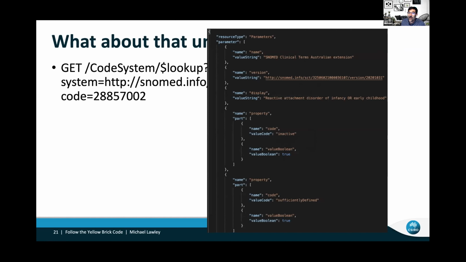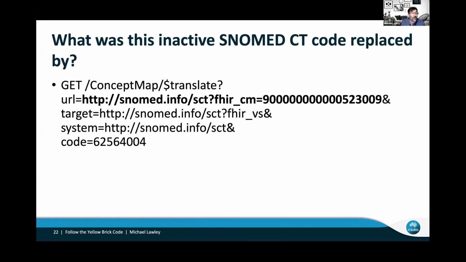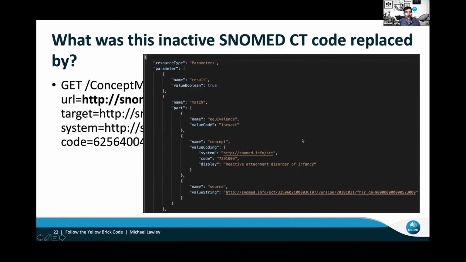And so what are we going to do about that? Well, SNOMED again happens to provide some implicit concept maps. So SNOMED fortunately delivers a set of historical association reference sets, and one of those is the replaced-by reference set, and it's exposed as an implicit concept map. So we can do a translate using this implicit concept map. This is the URL for it. And when we look it up, we can find that the code has been replaced by this other code.